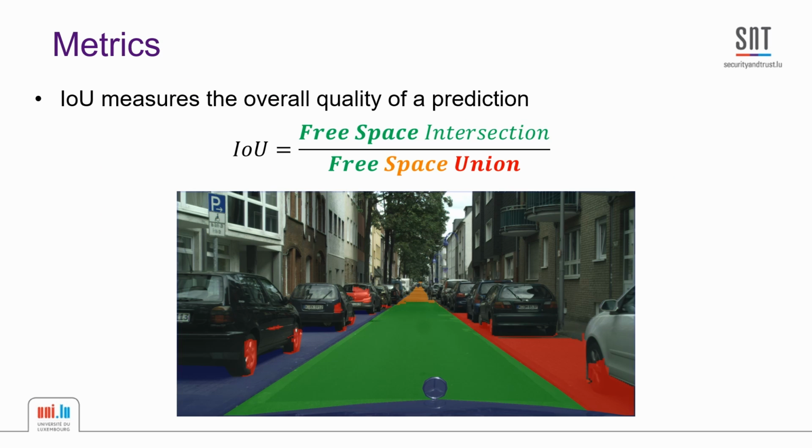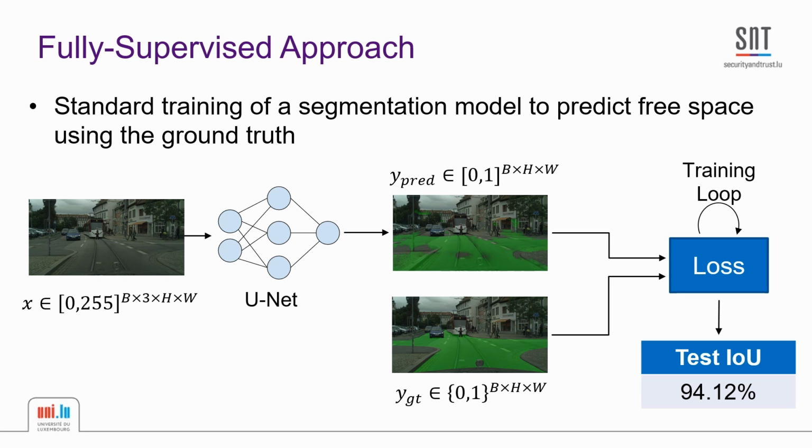The main evaluation metric used in segmentation problems is intersection over union, which captures the overall quality of a prediction. Note that we also report precision and recall measurements in our paper, but they are omitted here for the sake of brevity.